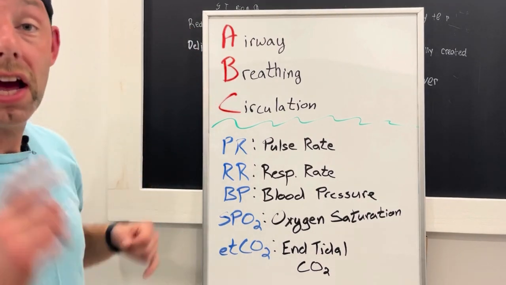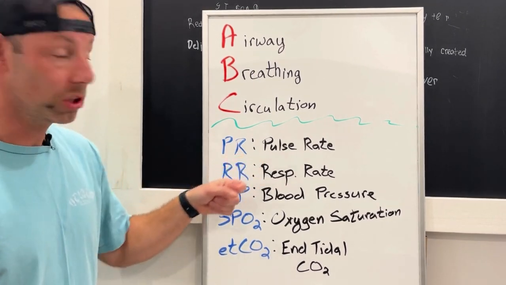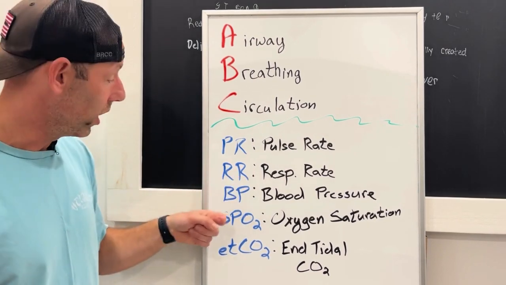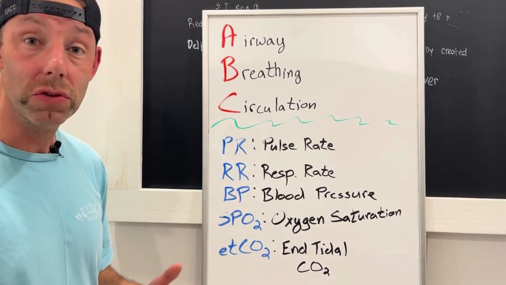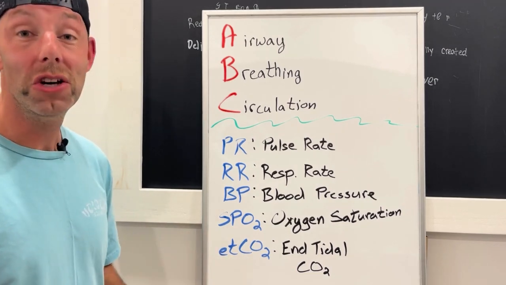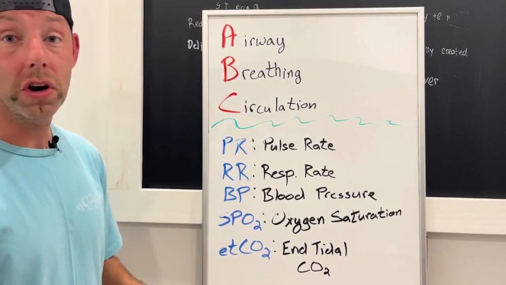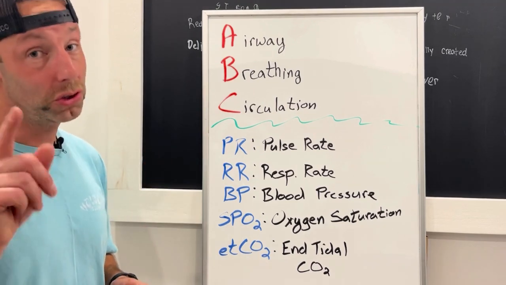So ABCs, airway, breathing, and circulation, going into our vital signs. PR, pulse rate. RR, respiratory rate. BP, blood pressure. SpO₂, your oxygen saturation. And your end-tidal CO2 or etCO₂. Take a look, get the note cards out, write them down, and we're gonna be back with some more. Learn these early, and school is gonna be different for you.